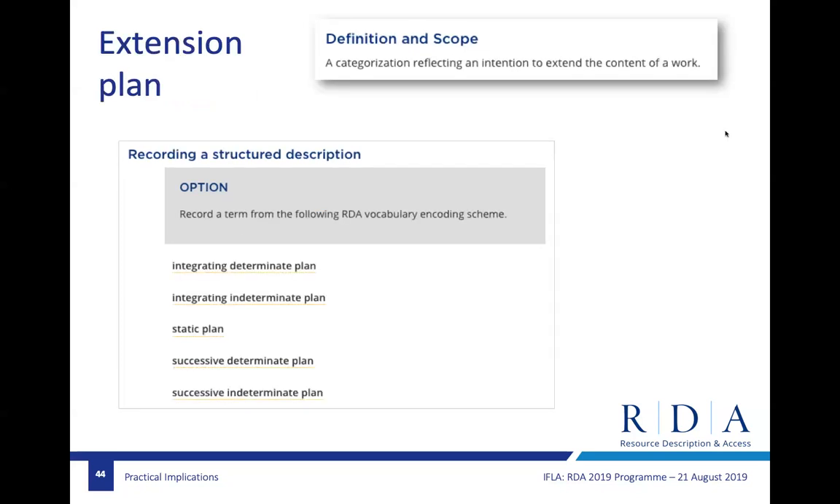The extension plan is new in the beta toolkit. This is the categorization reflecting an intention to extend the content of a work. This is a structured description, and I will simply note that static plan is the only one on this list that does not have to do with diachronic works. Thank goodness I picked a simple monograph. My result is a static plan because this particular publication was not planned to be issued over time, and it was planned to be issued in just a single volume that I have. I have a static plan.